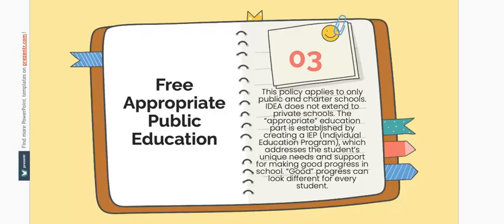Next is free appropriate public education. This policy applies to only public and charter schools. The IDEA policy does not extend to private schools yet. The appropriate part of this education policy is established by creating an IEP, or Individual Education Program, which addresses the student's unique needs and support for making good progress in school. Good progress can look different for every student.